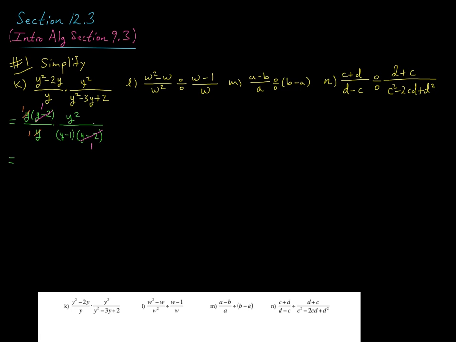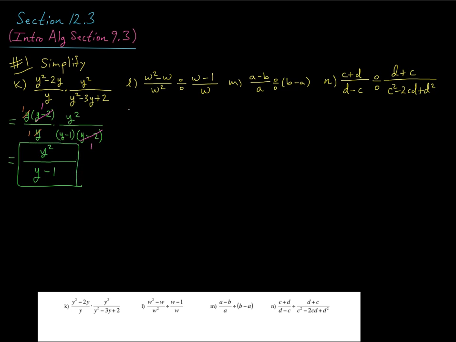And so that's it. All together we're going to get a y squared in the numerator, and then I'm just going to have that y minus 1 in the denominator, and that is it.